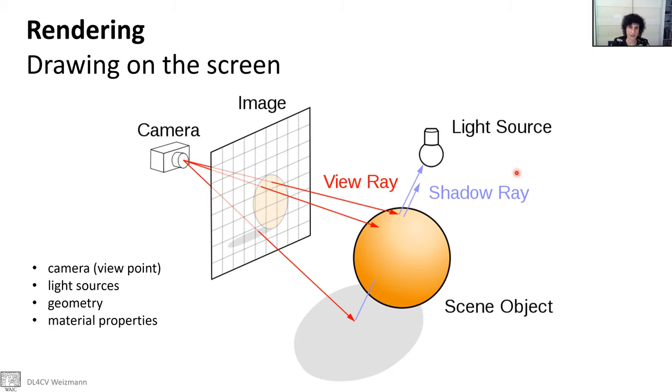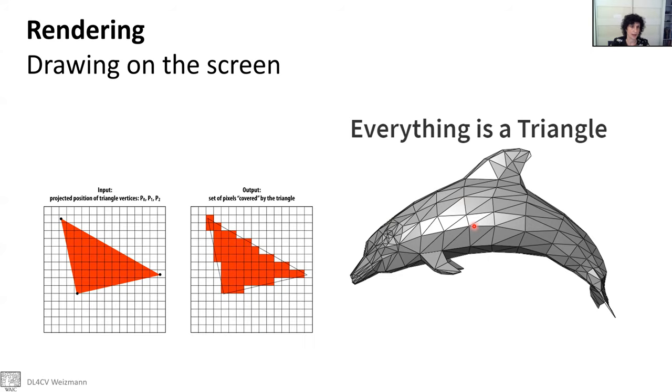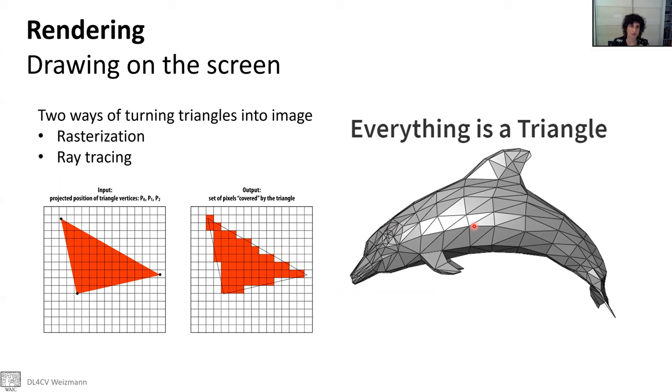So let's start with a very naive direction. We would like to draw on the screen some geometry. And since in computer graphics almost everything is a triangle, we can think about objects that are made of a triangle mesh. Actually, there are two ways of turning a triangle into an image. One is called rasterization, and the other is called ray tracing. By the way, I just want to understand how many are familiar with these terms. Is anybody familiar with rasterization or ray tracing?